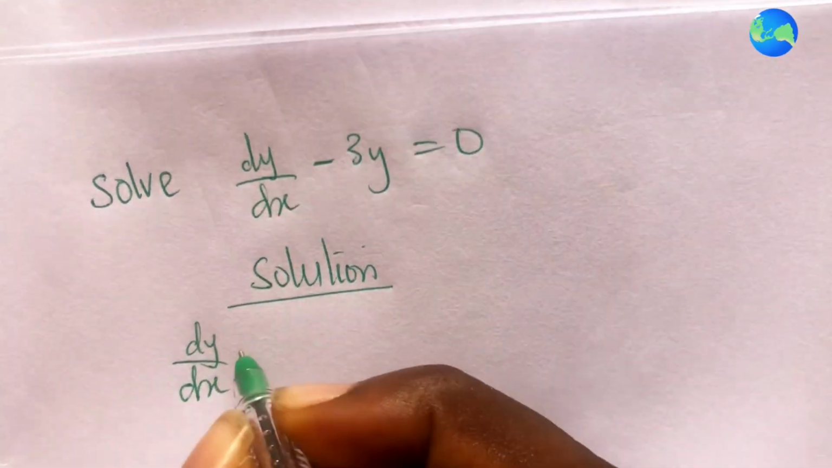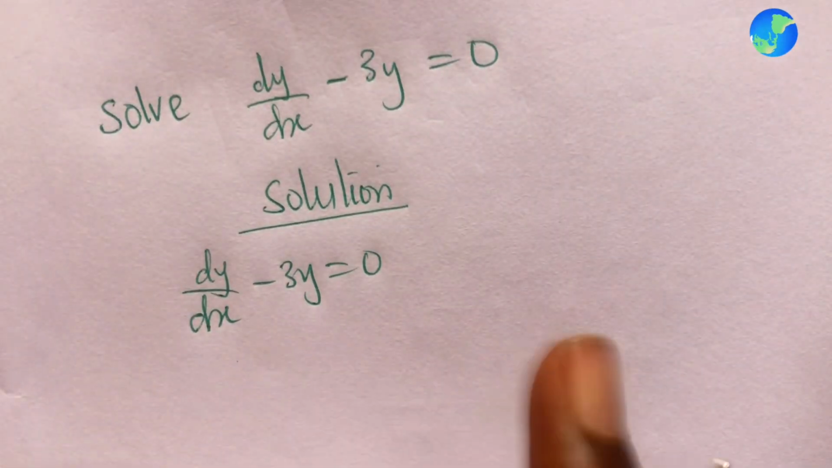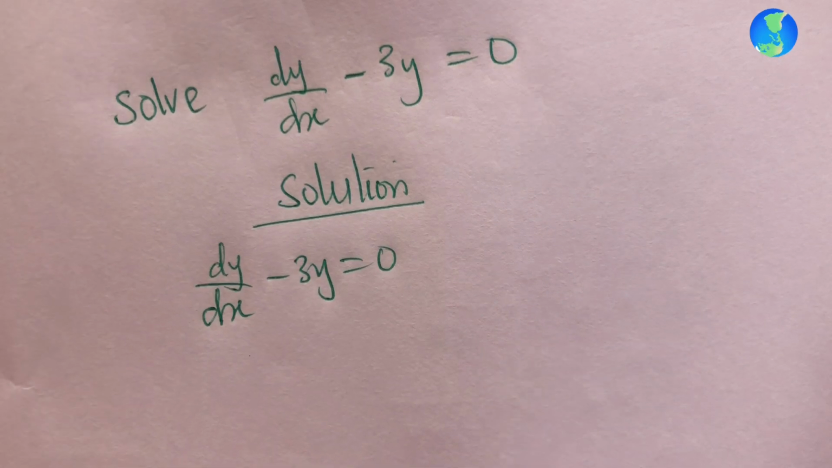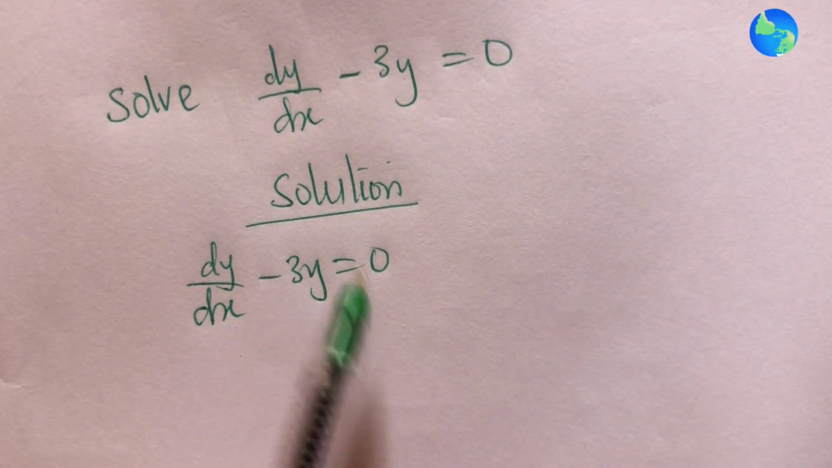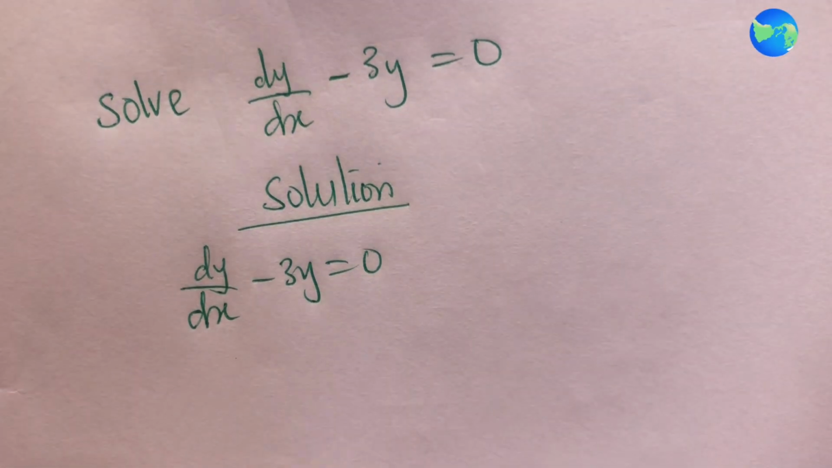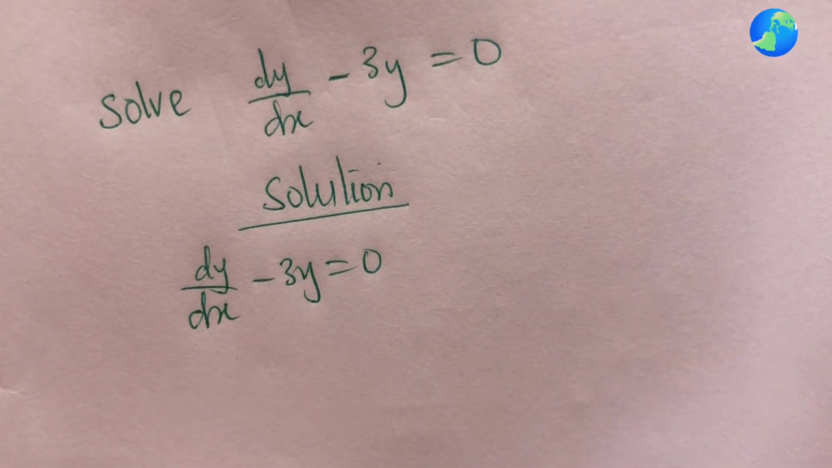dy/dx minus 3y equals 0, using the method of separation of variables, since it can work. In the coming episodes I would like to teach you different ways on how to solve this particular question, or how to solve differential equations in general. But for now, let's focus on the method of separation of variables.